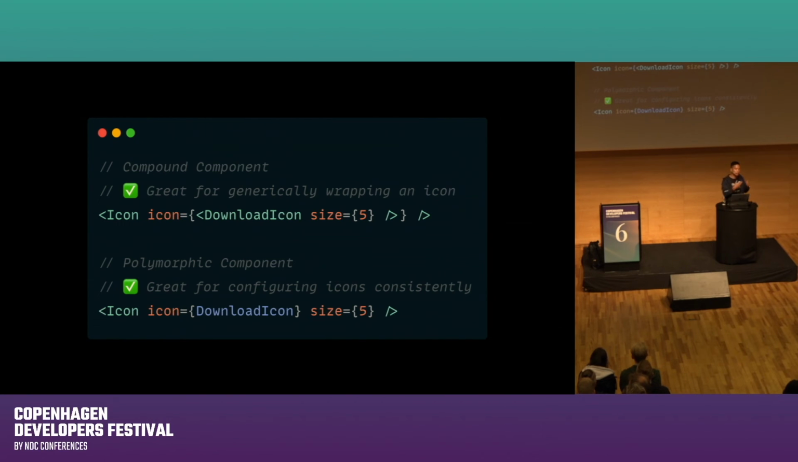So compound components are great if you want to wrap an icon, for example. Polymorphic components are really great if you want to configure them consistently, like, for example, applying the same colors for each component, but just using it like this.